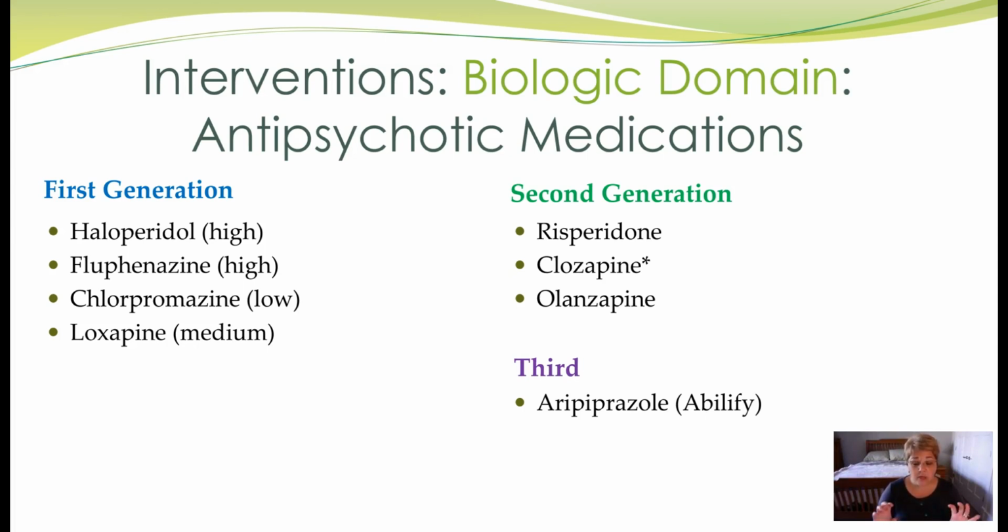So I want you to be able to identify the medications that your ATI book lists, and these are examples, and be able to figure out, is this a first generation, a second generation, and where does it fit on the side effect spectrum.